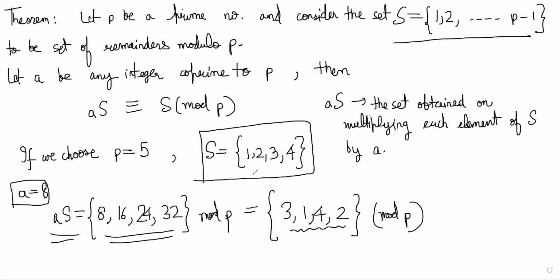So the order may be different, but the same elements are coming and the same number of elements are also present. So AS is congruent to S modulo P as long as P is a prime and A is an integer which is co-prime to P, right? And what was S? S was the set of possible remainders that you get when you divide any number by P. So we will use this property that AS is congruent to S mod P to now prove Fermat's little theorem, right? So Fermat's little theorem, let's think about this one.